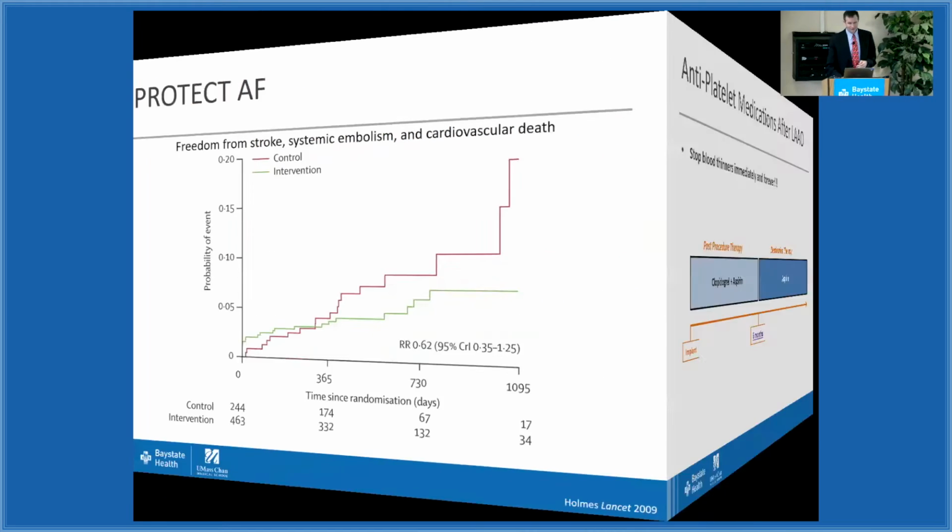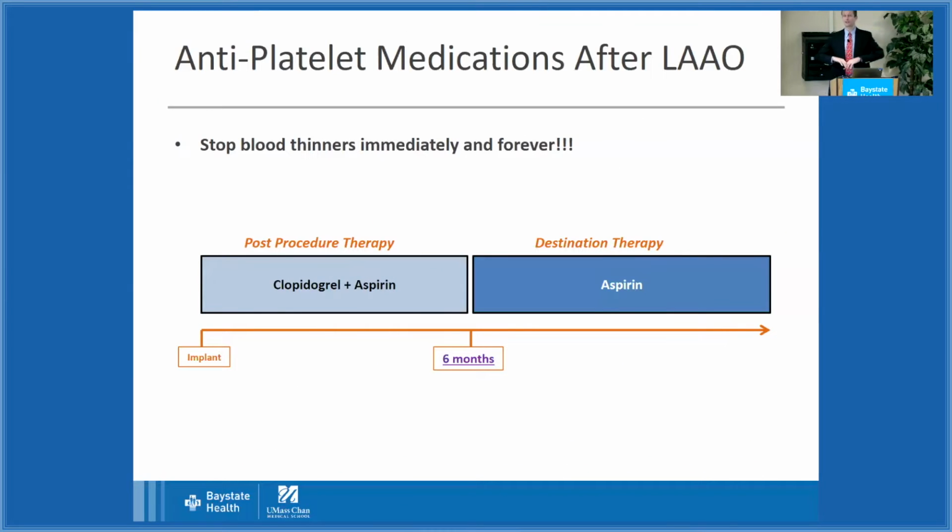Now, after such a device is placed, the lining of the heart grows over the device and covers it completely. We put people on medication afterward to prevent blood from clotting on the device during that period. Not blood thinners, but antiplatelet medications. Platelets are components of the blood that stick to foreign bodies. And so we use aspirin and an aspirin-like medication called clopidogrel. So you stop blood thinners immediately and forever, but after the device is implanted, you do 6 months of clopidogrel and aspirin, and for people who have trouble with that, it's possible to do a little bit less, and then end up just on a baby aspirin, 81 milligrams, teeny pill, after that.